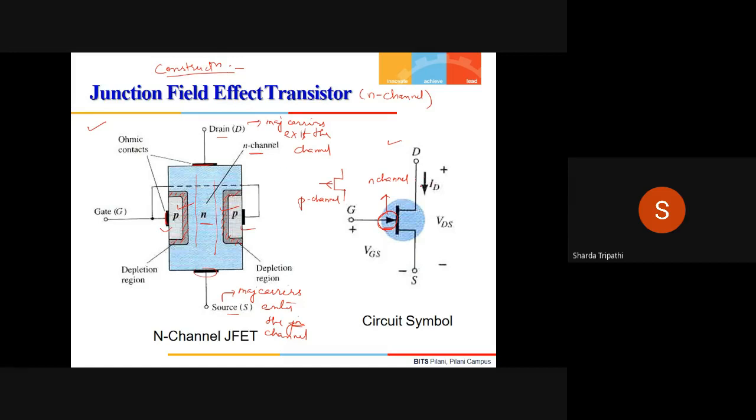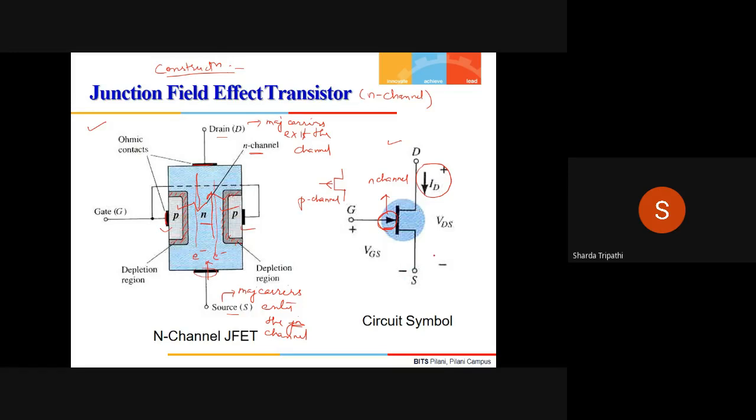Also, the direction of the drain current is inside. Why is this inside? Because we know that in case of N channels, the majority carriers are actually electrons. And source is the terminal from where the majority carriers will enter into the channel. So electrons are entering over here and they will leave from here. So the flow of electrons is in this direction. Therefore, the flow of conventional current is in the opposite direction, that is from drain towards the source. So that is how I mark the direction of drain current from drain to the source.